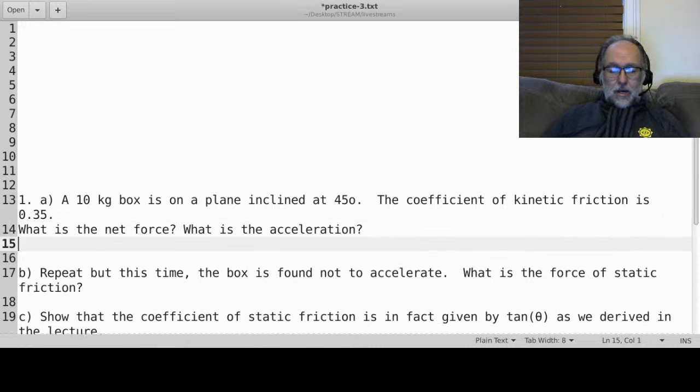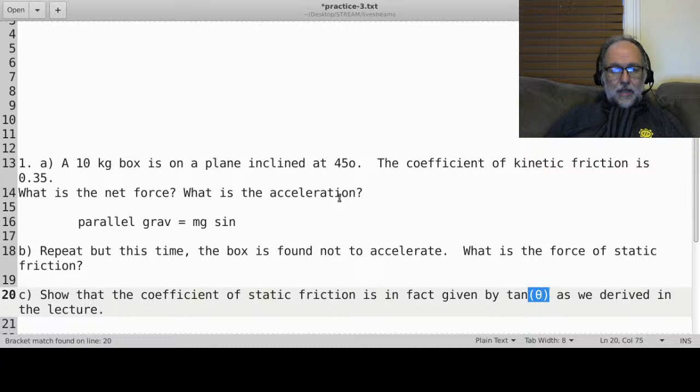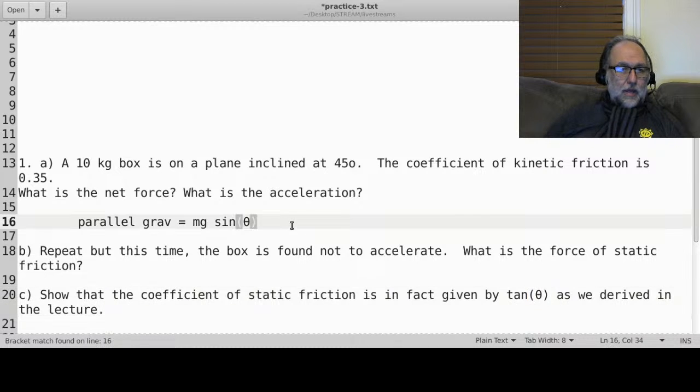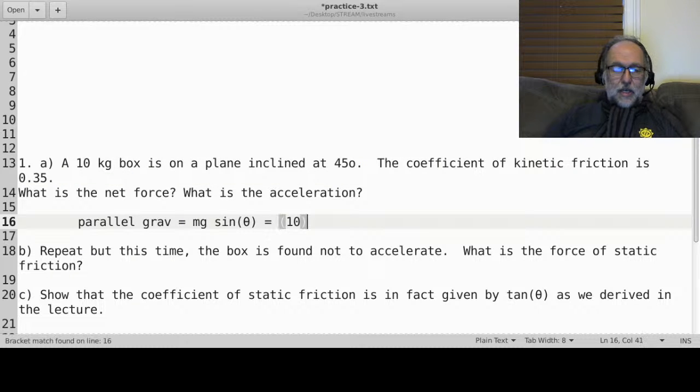Okay, over here. So we had the parallel gravity, and that was mg sine theta. Let me cut and paste from here. Yep. Remember, the parallel is sine, and that's going to equal m is 10, g is 9.8 but we rounded off to 10 just to make life easy, and then sine of 45 degrees, and you crunch this through your calculator and you get 70.7 newtons.